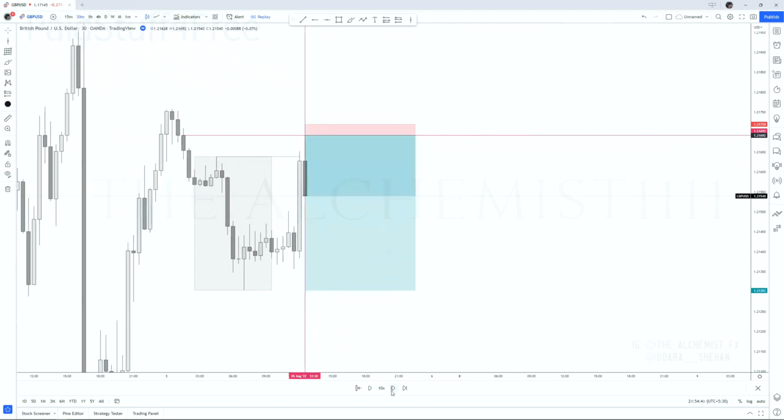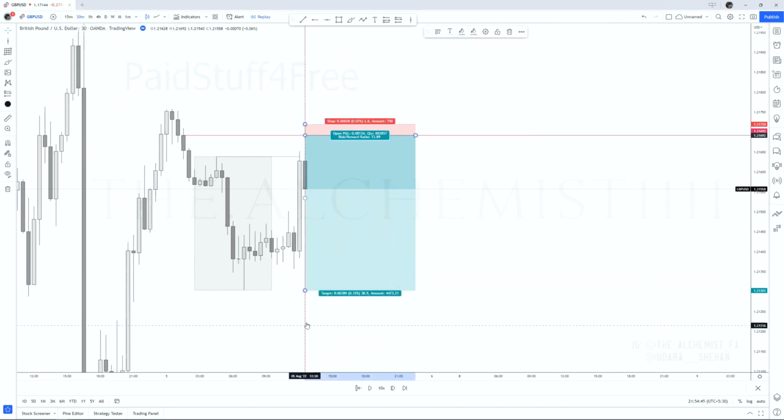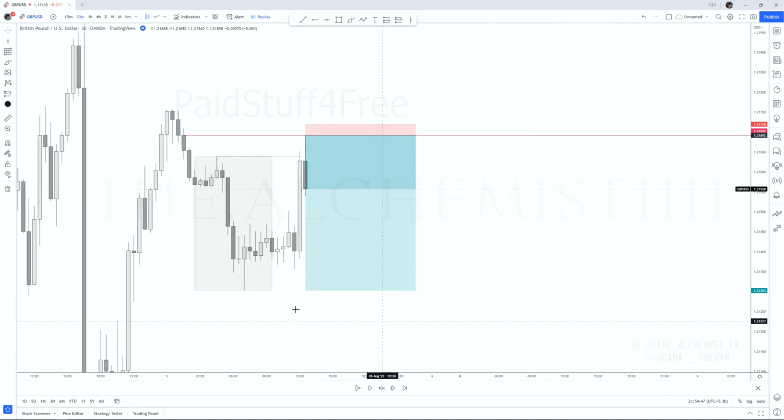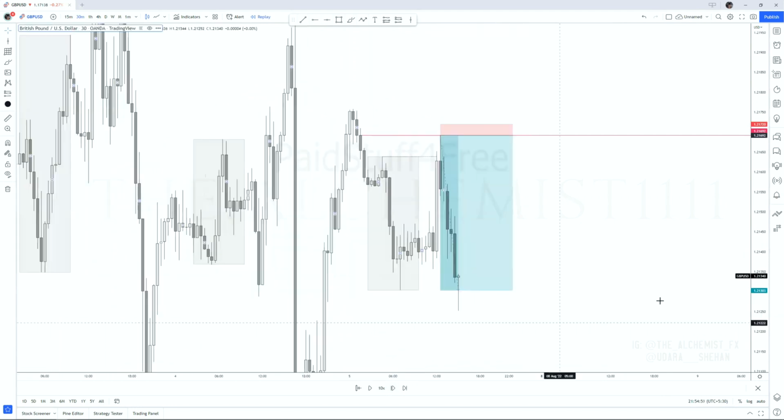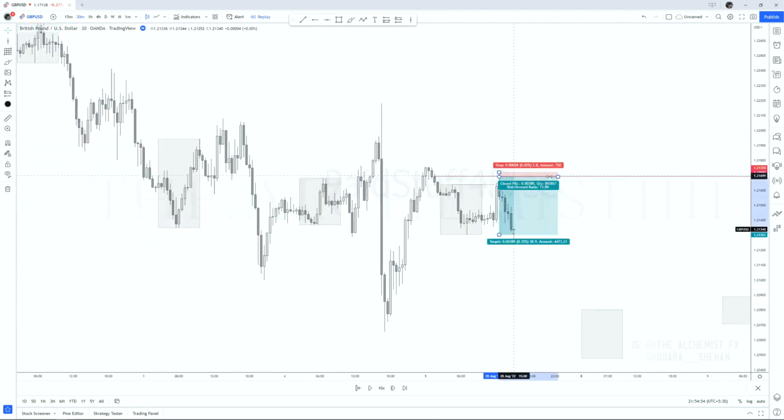What happens? There it goes. Right at 12:30, that is 8 a.m. London time. There we go. A manipulation of Asia, and then comes the drop. See that? Right into the targets. Now, you can see the consistency, right? It's the same thing again and again and again.